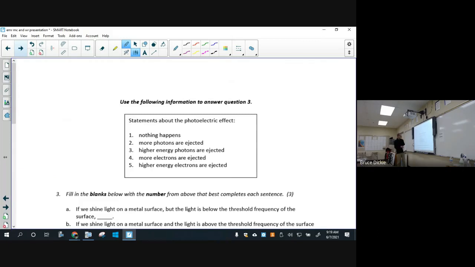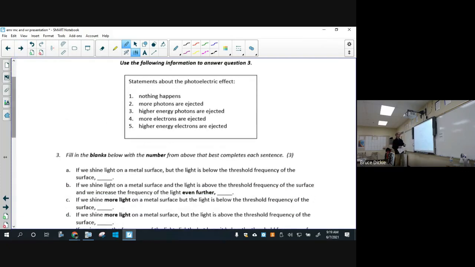Here's a little fill in the blank here, eh? It's like elementary school, fill in the blank statements about the photoelectric effect. Nothing happens. More photons are ejected. Higher energy photons are ejected. More electrons are ejected. Higher energy electrons are ejected.